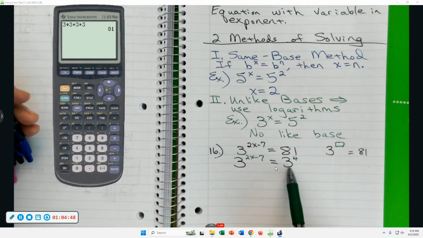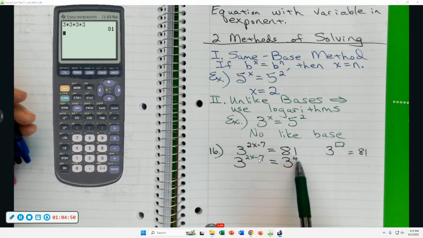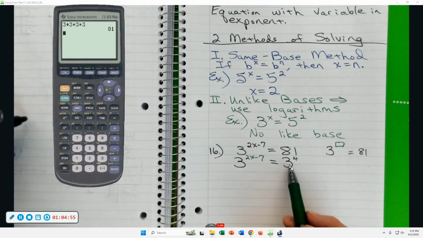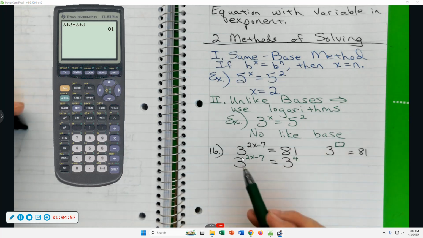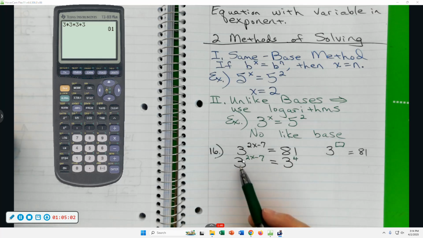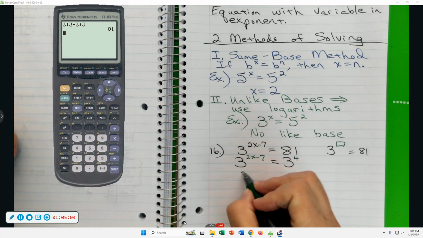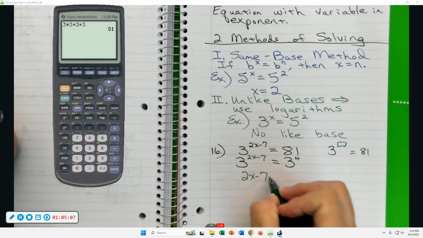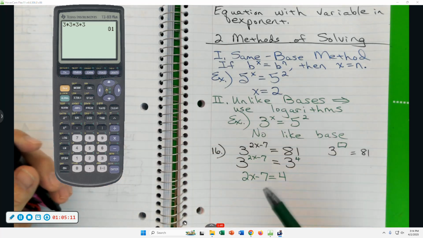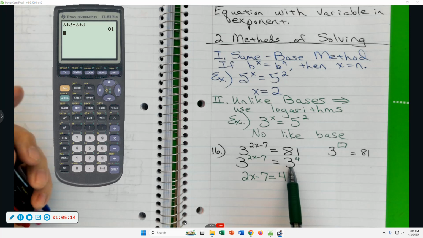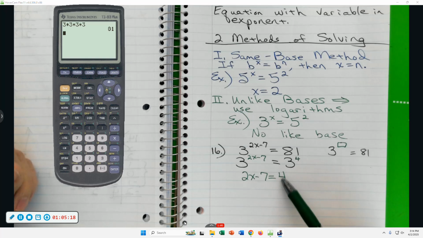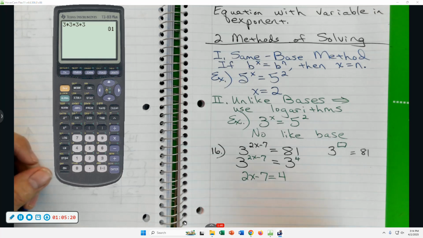If the base is equal, then the powers have to be equal. So, once you have the same base on both sides, no parentheses, just base to a power equals same base to a power, we drop the base, you set the exponents equal. 2x minus 7 has to equal 4. Once the bases are equal, you drop the base, set the powers equal. And then it's a matter of solving a linear equation. We know how to solve this.